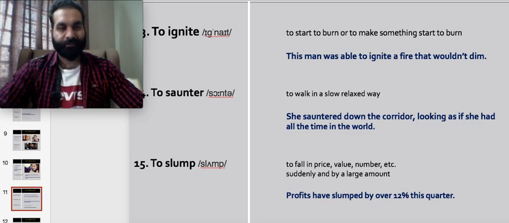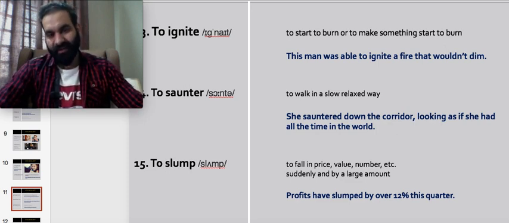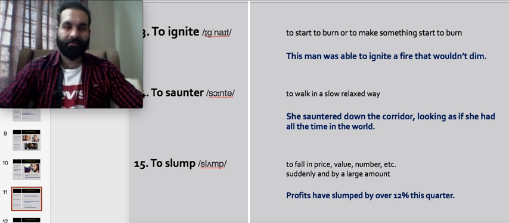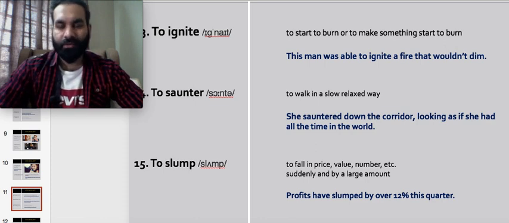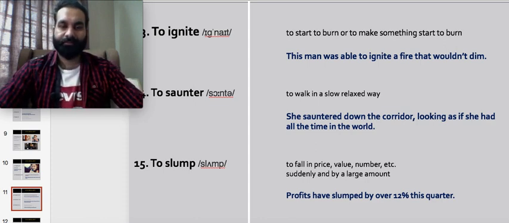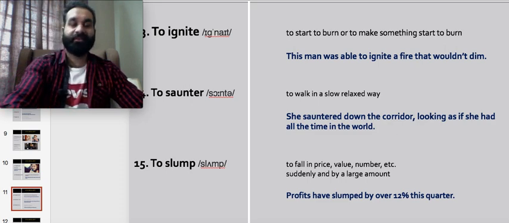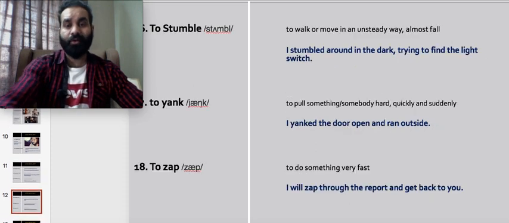To slump. To fall in price, value, number. The other word for this can be plummeted. To slump or plummet down. It happens suddenly and by a large amount. Profits have slumped by over 12% this quarter.